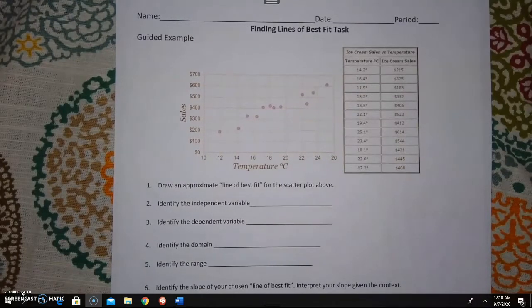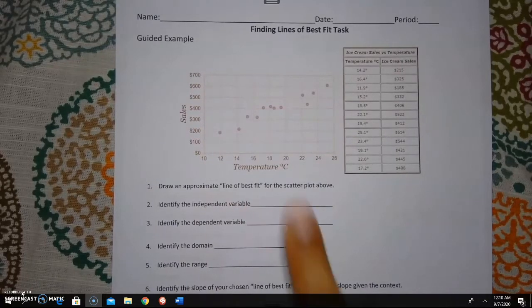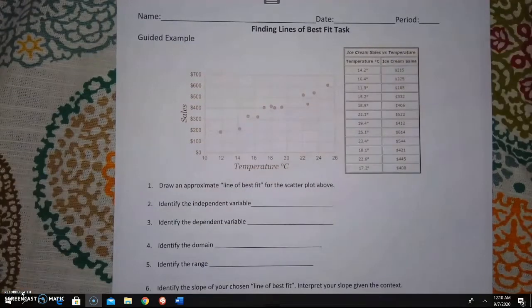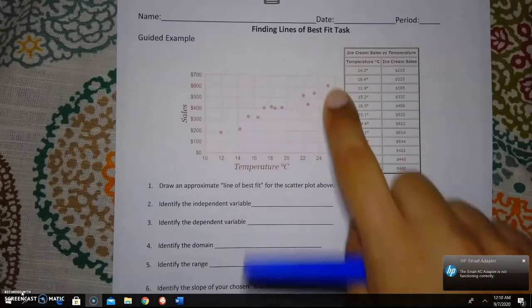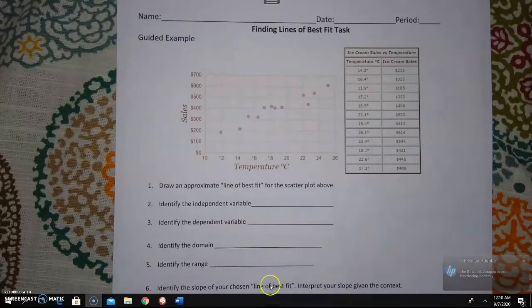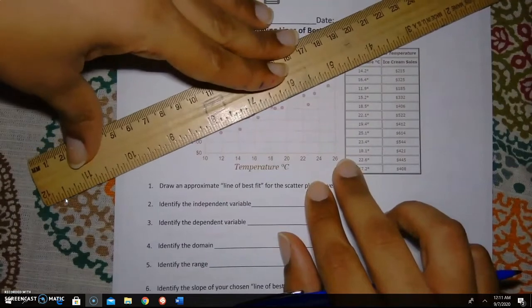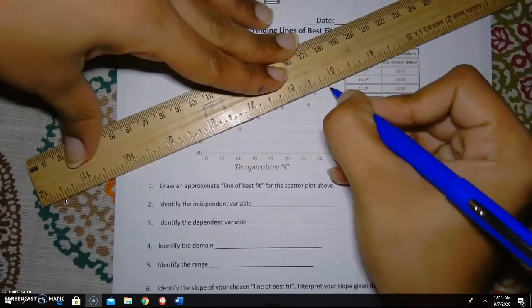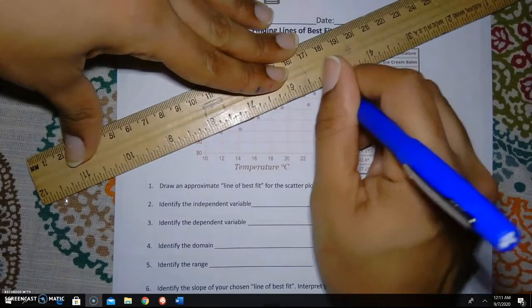Now, on number 1, they want us to draw an approximate line of best fit for the scatter plot. So ultimately, what they want us to do is create a line that goes approximately through the data. Now, we know it's not going to be perfect simply because these scattered points don't fall perfectly on a line. So what we're going to do is we're going to carefully place our ruler. We're going to try to closely match as many of these coordinates as we can, knowing that it won't go through perfectly, but we want it to go through as many as we can possibly make it.